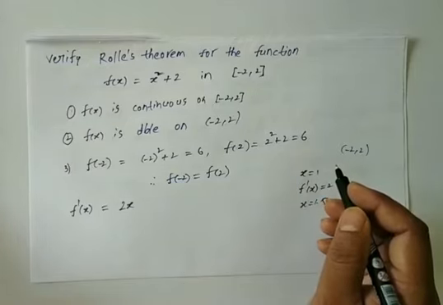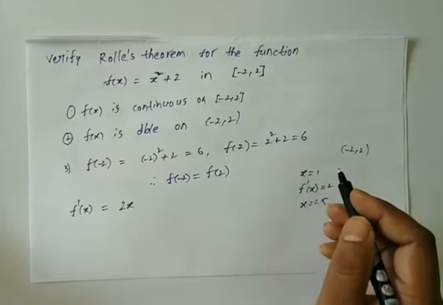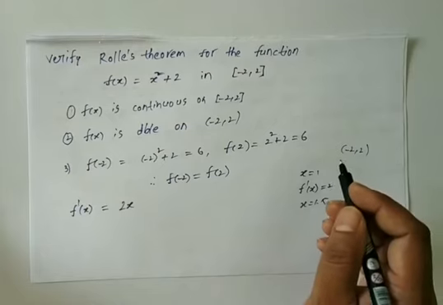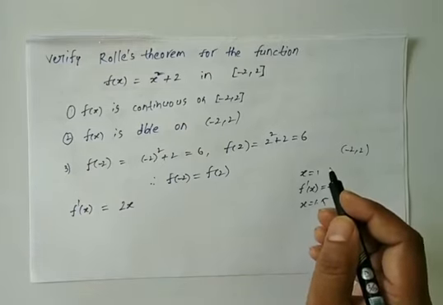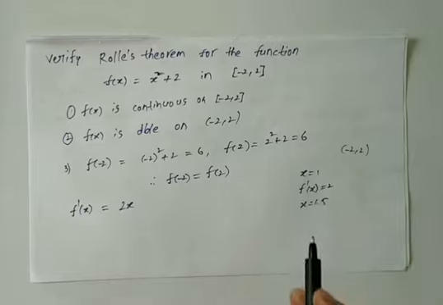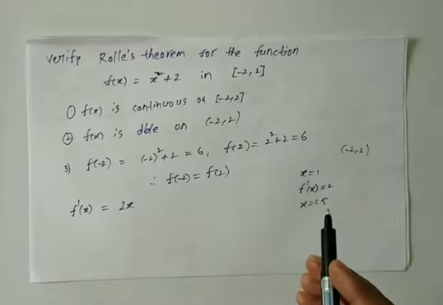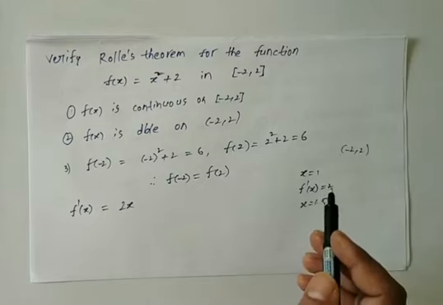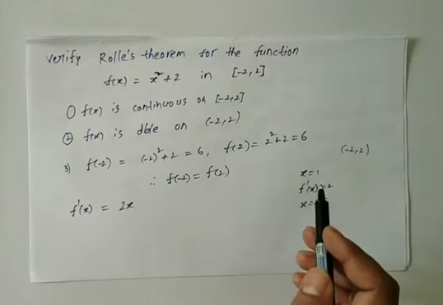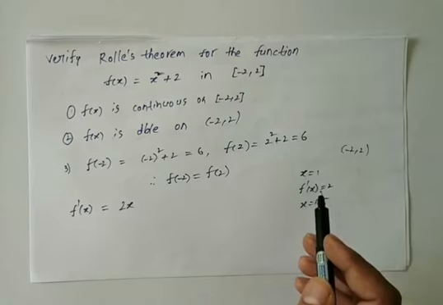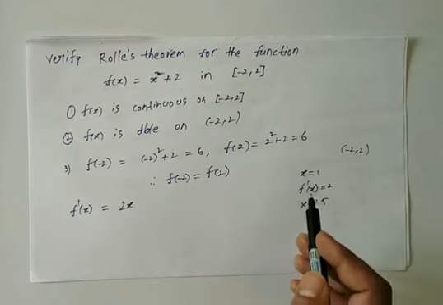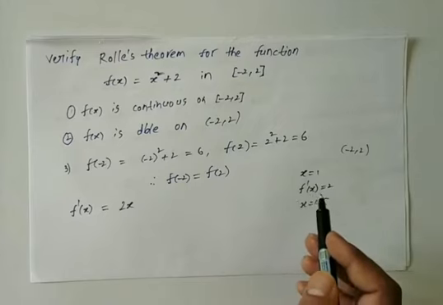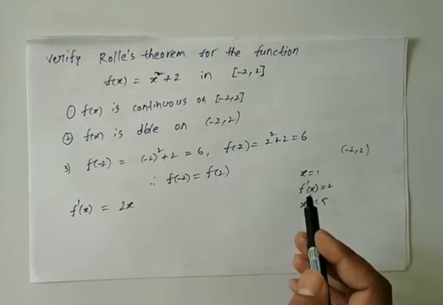f dash of x exists for all x in the open interval minus 2 comma 2. Here, if f dash of x exists for all x in the given open interval, then only we can say that Rolle's theorem is applicable. If suppose f dash of x does not exist or is undefined in the given open interval, then we can say that Rolle's theorem is not applicable.